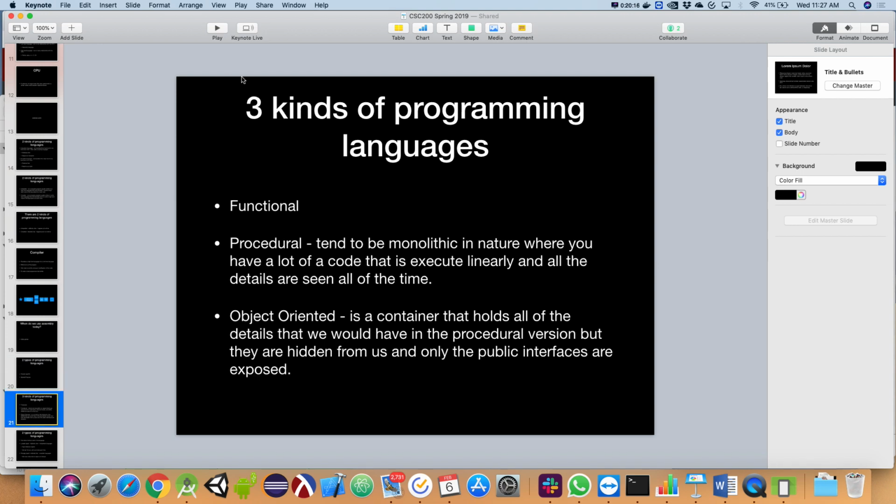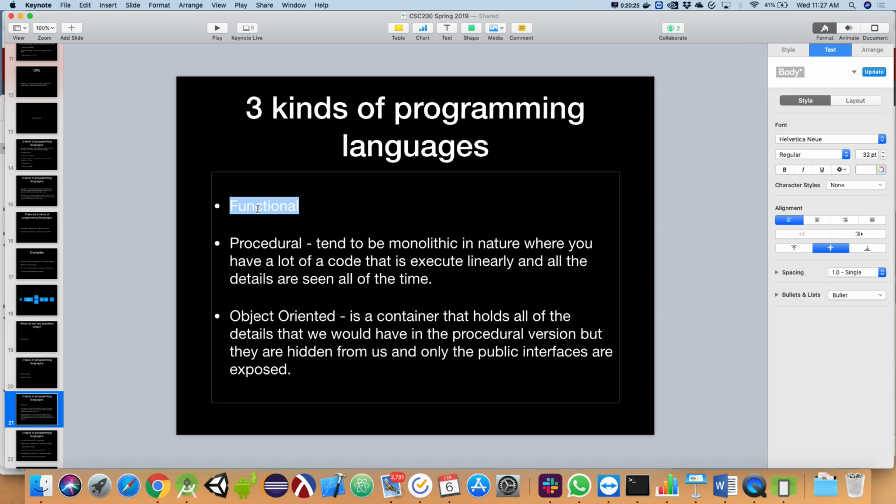Okay, now 3 kinds of programming languages. We have functional, we have procedural, and we have object-oriented. Now I'm going to purposely not talk about functional. When you take the 470 class with me, we're going to write our own programming language in there, and we're going to be using a functional programming language. It'll make a lot more sense to talk about that then.